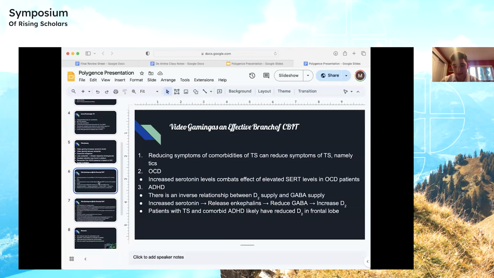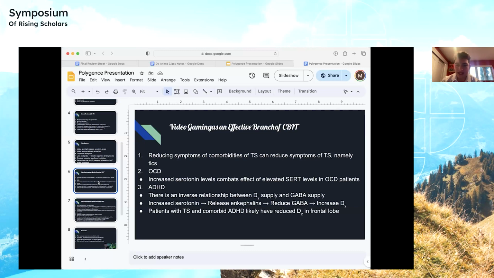Before I get into this, it should be known that reducing the symptoms of comorbidities of Tourette's, such as ADHD, can reduce the symptoms of TS. So, for example, reducing the symptoms of ADHD will reduce the level of tics, theoretically. Now, for ADHD, there's an inverse relationship between D2 supply and GABA supply. GABA, as we stated before, is the primary inhibitory neuron. So because video gaming increases serotonin, this ultimately releases enkephalins, which are a class of endorphins, and this reduces GABA. As previously stated, there's an inverse relationship between GABA and D2. So a reduction in GABA increases D2 levels.